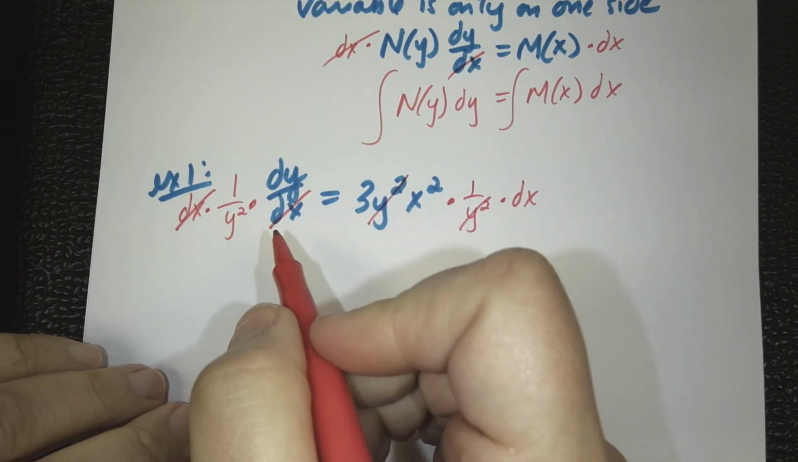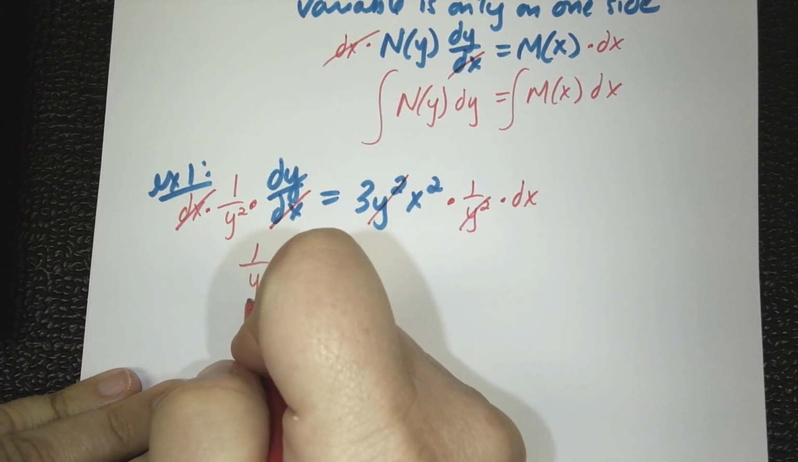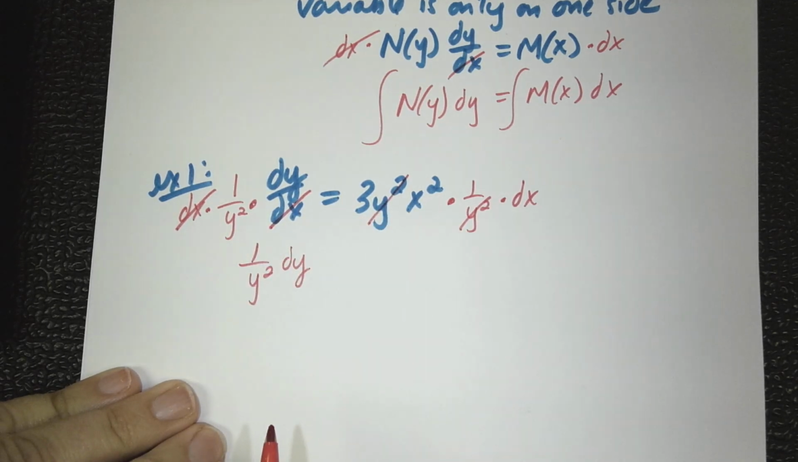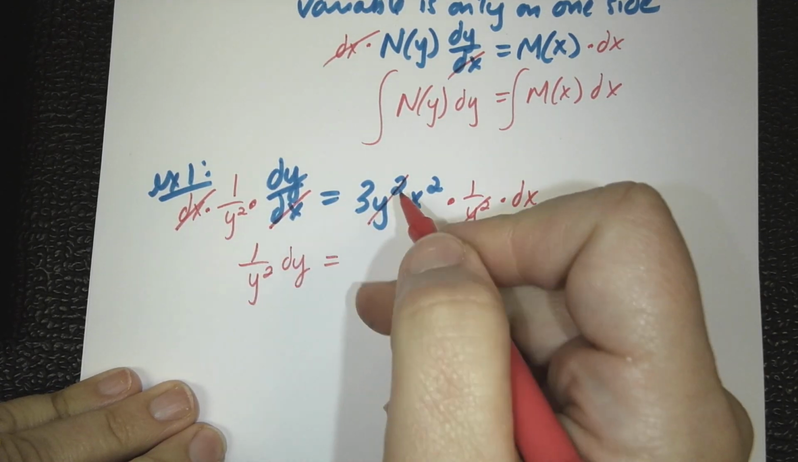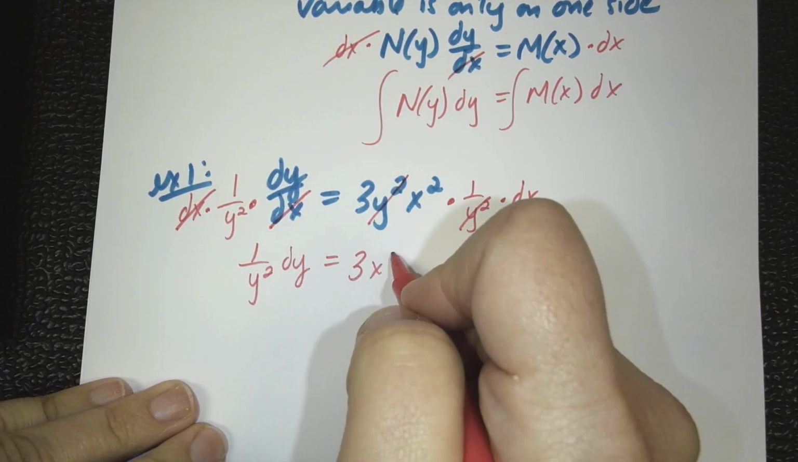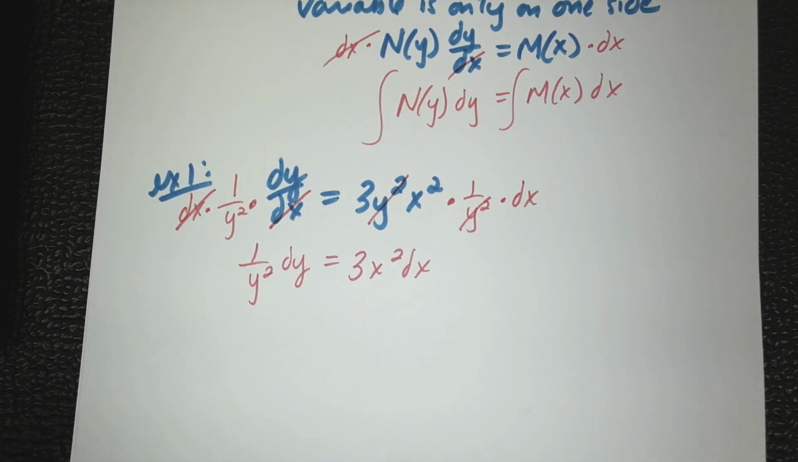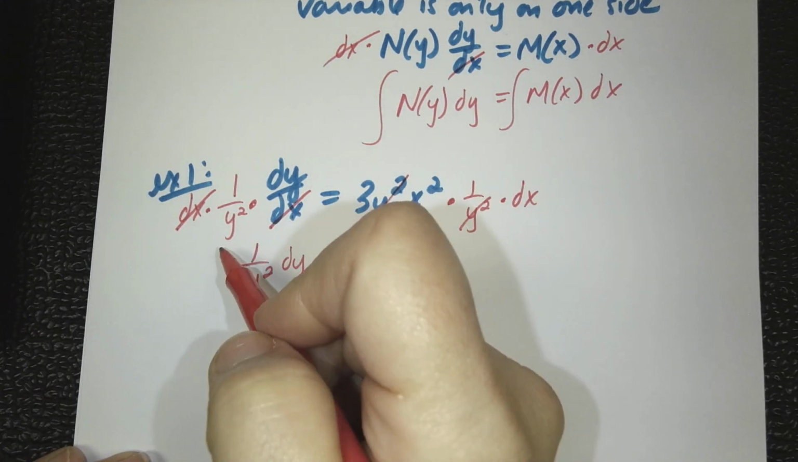So now what do I have left? On this side I have 1 over y squared dy. On the right side I have 3x squared dx. Do you see now how I got all my y's on one side and all my x's to the other side just using simple algebra? Haven't done anything crazy yet. Okay? Now comes the calculus part, because again, the hardest part of calculus is just doing algebra.